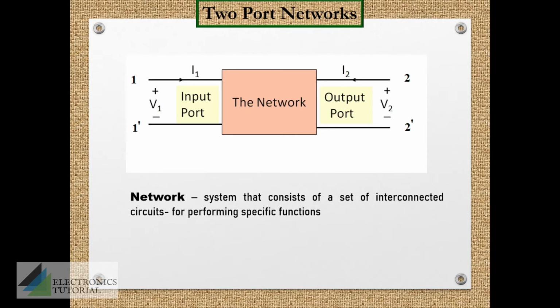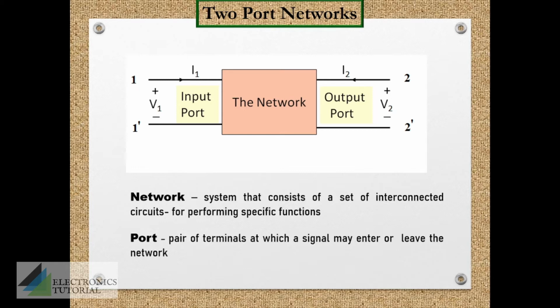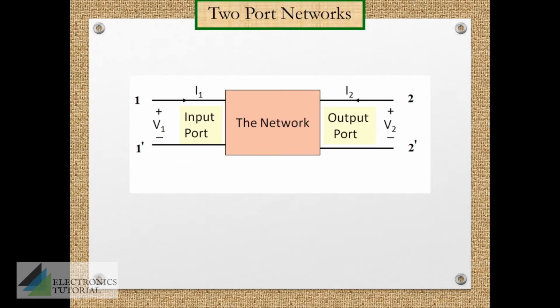A circuit or a combination of interconnected circuits that is designed for a particular function can be termed as a network. And a port is a pair of terminals at which a signal may enter or leave the network. Usually, we say like a point at which a signal may enter. But a port specifically defines the pair of terminals through which a signal may enter or leave. Here, I have termed two pairs of terminals, 1 1' and 2 2'.